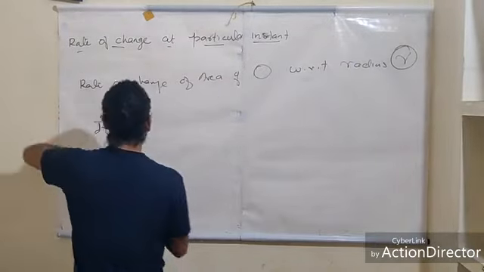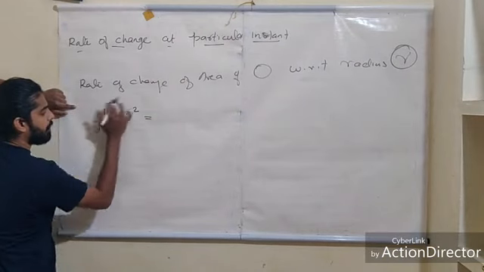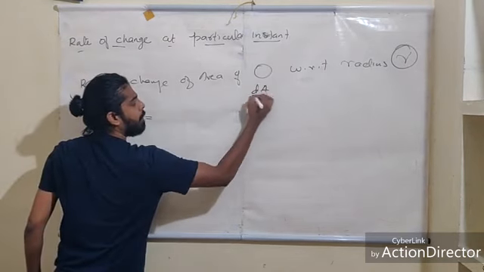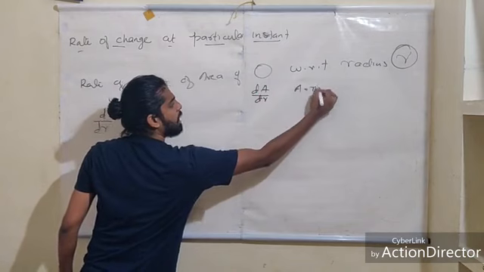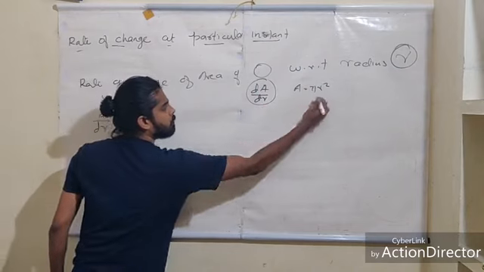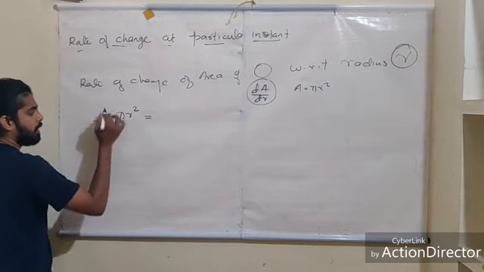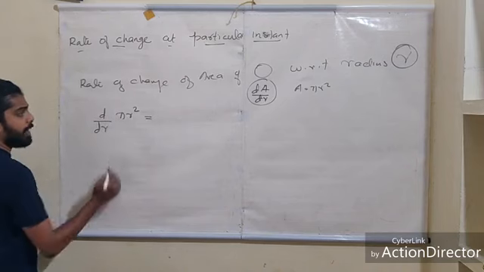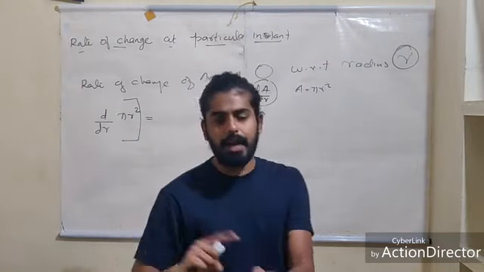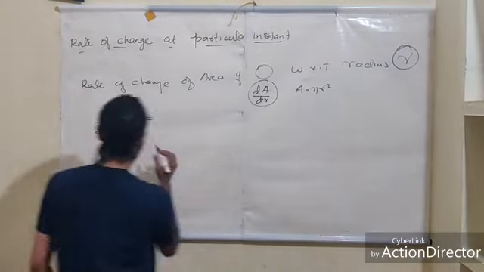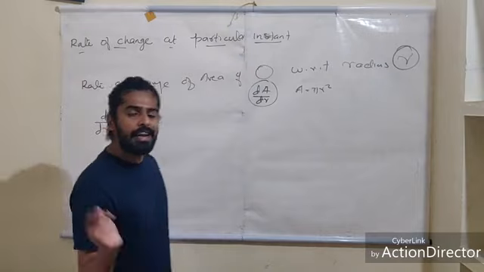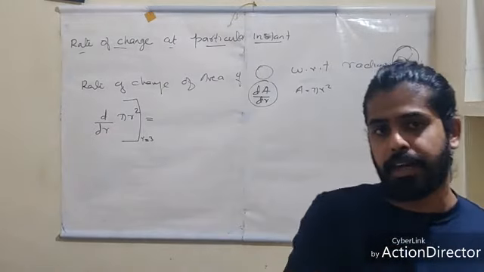So d by dr of pi r square, this is what we have to find, the derivative of area with respect to radius. Or we can simply say we have to find dA by dr, where A is equal to pi r square, both are same. I have just directly written d by dr of pi r square. So we have to find the derivative of pi r square at what instant? We have two situations, at 3 and at 5. Let's find at 3. Okay, at r is equal to 3. So you can write r is equal to 3. You have to differentiate the function, and after that you have to substitute the value where we have to find the rate of change.